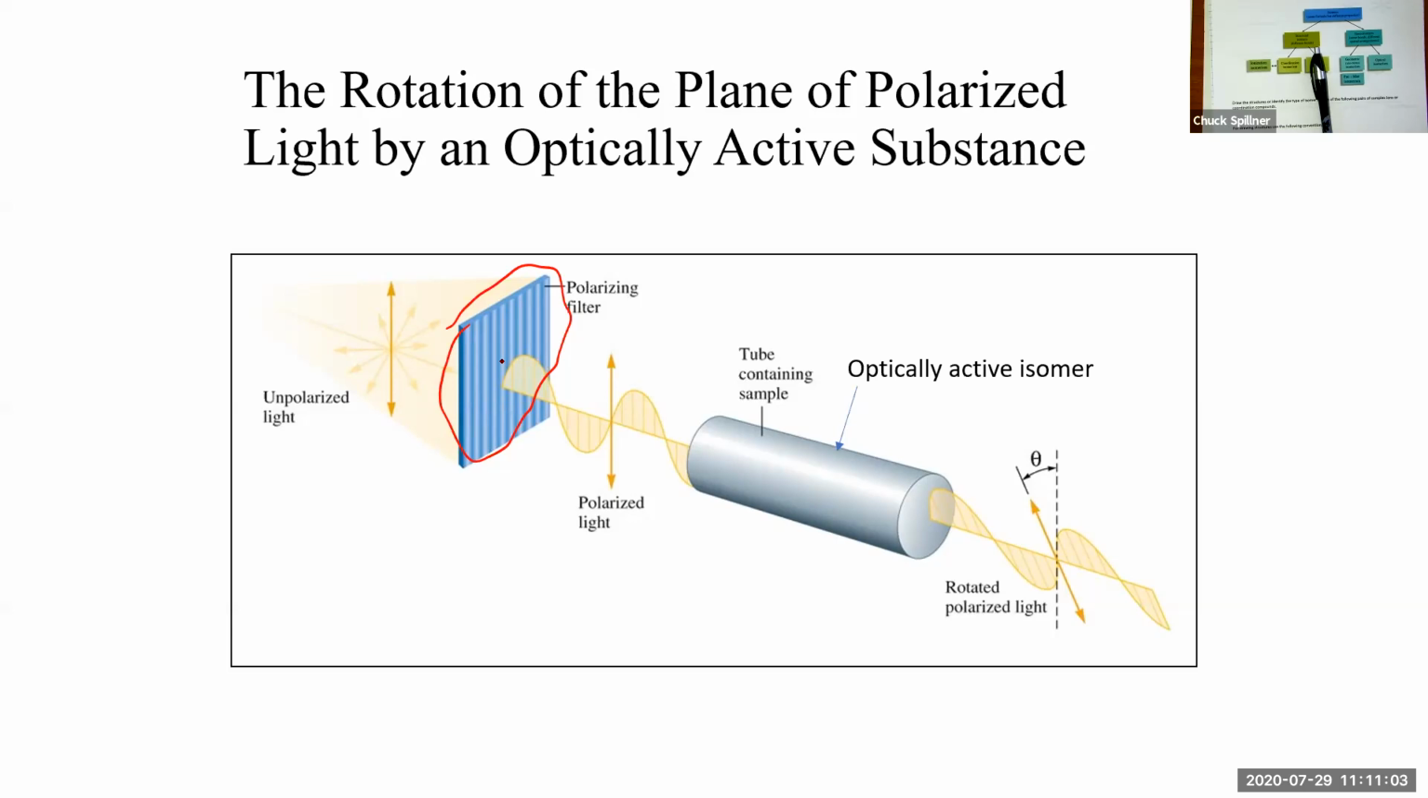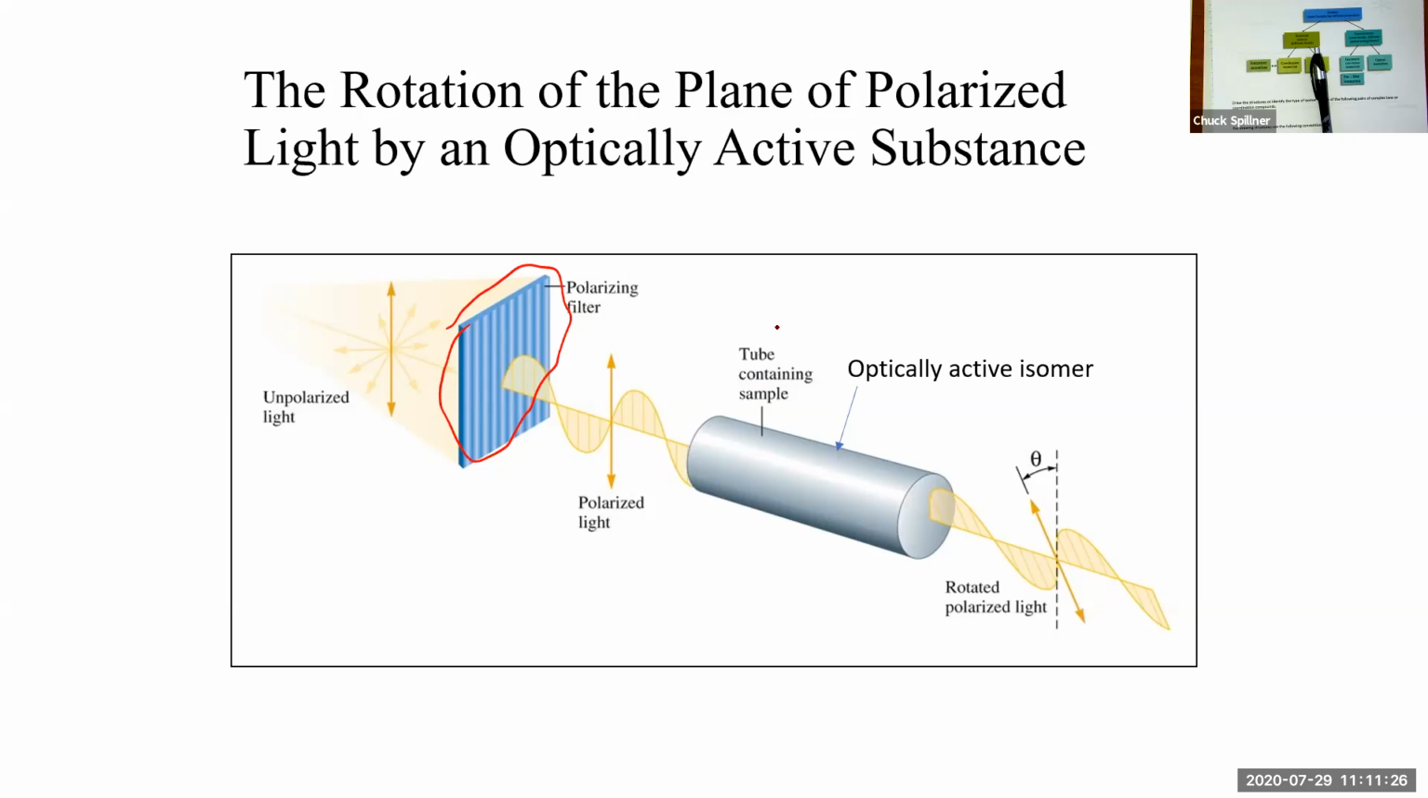And this is the same thing as polarizing sunglasses. It's made of a polarizing filter. So the light that hits your eyes is plane polarized light. So anyway, you get the polarized light coming through in only one plane. So this shows light is a wave, and this shows the wave in one plane. And it goes into a sample tube.